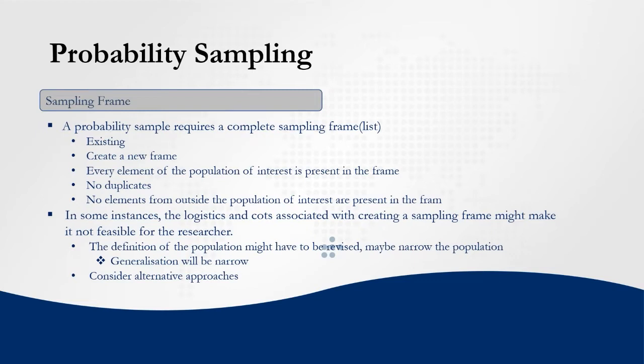Then you also have to consider alternative approaches. So in some cases, you do have a list, but as you go through it and unpack it, you find that it's not really credible. It's better to consider alternative approaches. Obviously, the alternative in this case is you go to a non-probability sampling scheme.